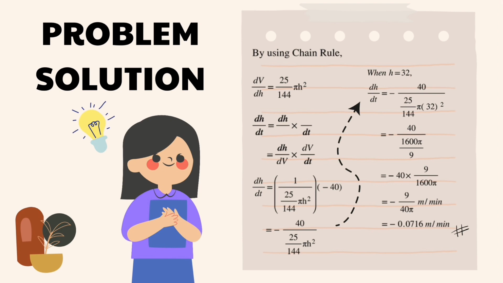At last, when the depth of the water is 32 meters, the values are inserted into the equation and simplified to get the final answer, which is negative 0.0716 meters per minute, the same as the previous method. Ultimately, both of these methods can be used, so according to preference, we can choose which method is easier for us.